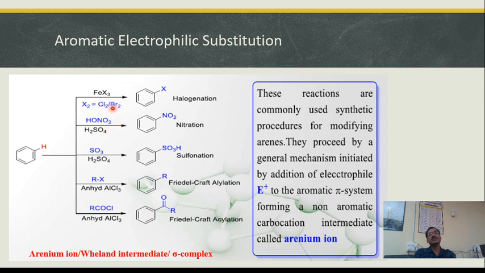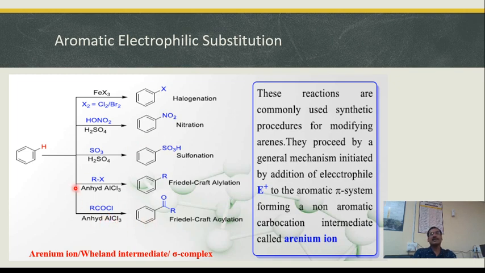Say in case of chlorination, you use FeCl3. In case of nitration, you use sulfuric acid. In case of sulfonation, you use SO3 as a source and H2SO4 as a catalyst. In case of alkylation, you use anhydrous AlCl3 as a catalyst and alkyl halide as a source of electrophile. RCOCl means acyl chloride as a source of electrophile, and anhydrous AlCl3 as a catalyst.